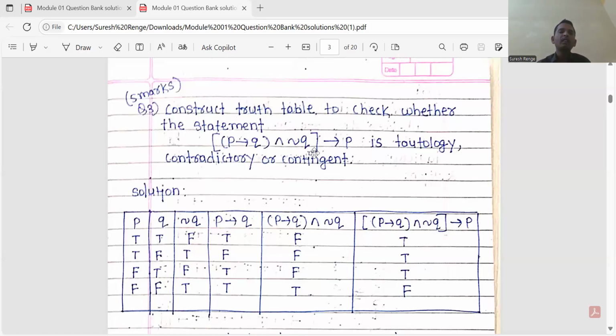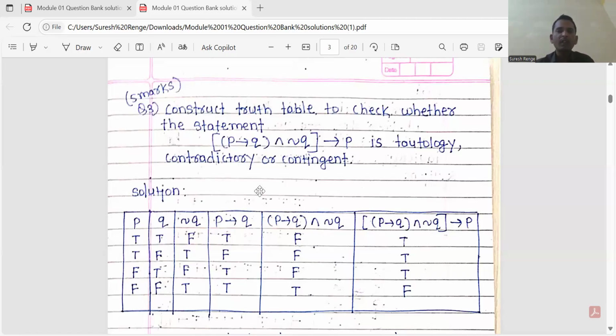The statement is given, and it asks us to check the nature of the given statement. For the solution, write down the truth table in P and Q, where the values for P are true, true, false, false, and the values of Q are true, false, true, false.